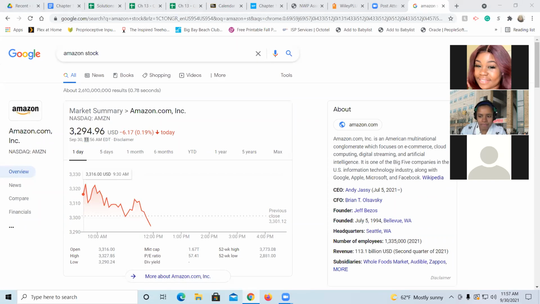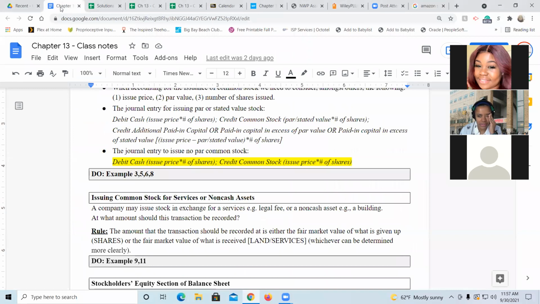Okay, so that's the rule around this. When we have questions in this regard, you're looking for a fair value of either the asset or the service that the company is receiving, or a fair value of the stocks that the company is going to be giving up.